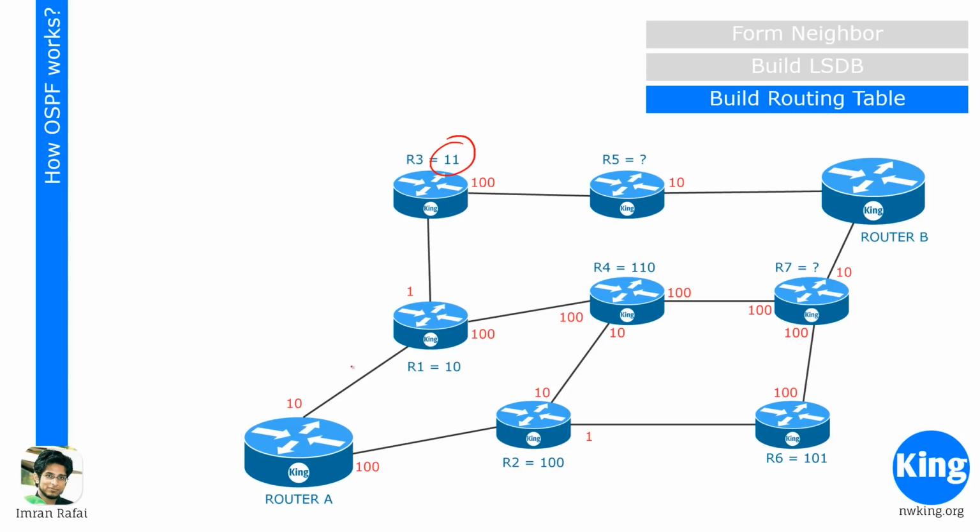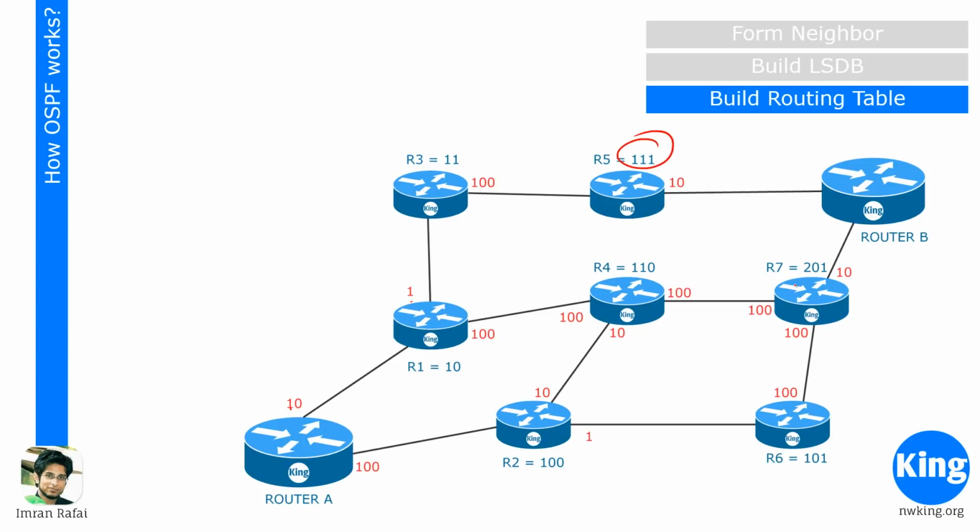From router A to go to router 3, the cost is 11. How is it 11? 10 plus 1 is 11. To go to router 4, 10 plus 100 is 110. If you go this way, it's 110, and if you go this way, also 110. Perfect, so there's nothing changing. For router 6, 100 plus 1 is 101. That's also fine. Next, to go to router 5, it is 10 plus 1, 11, and 11 plus 100 is 111, which is fine.